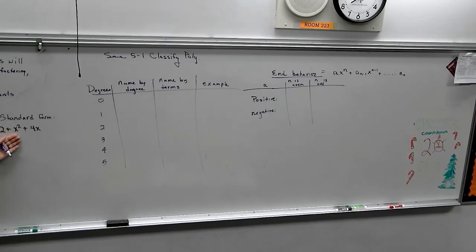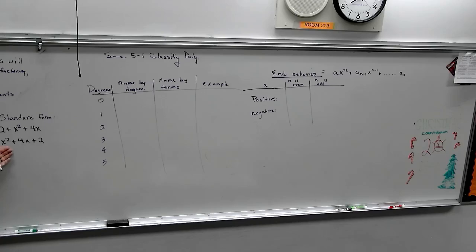So when we put something in standard form, it's highest exponent first, work your way down. Is this in standard form? No. So to rewrite this problem so it's in standard form, I put my highest exponent first, and then I work my way down until I have no exponents. This is standard form, okay? So that's what they want you to do. Always put highest exponent first, work your way down.